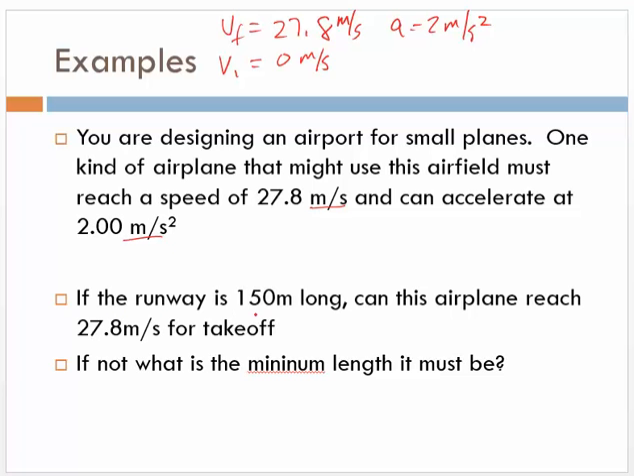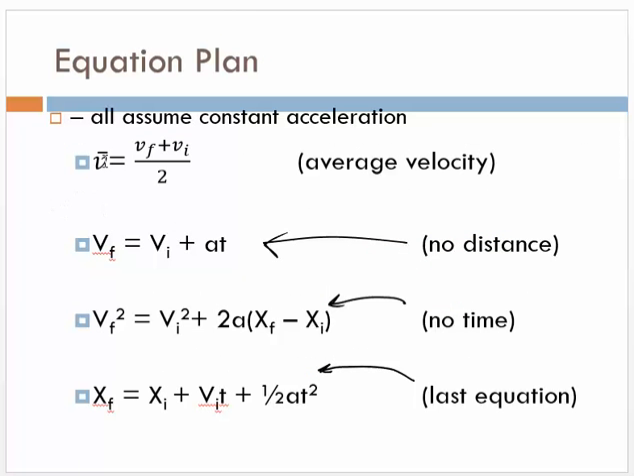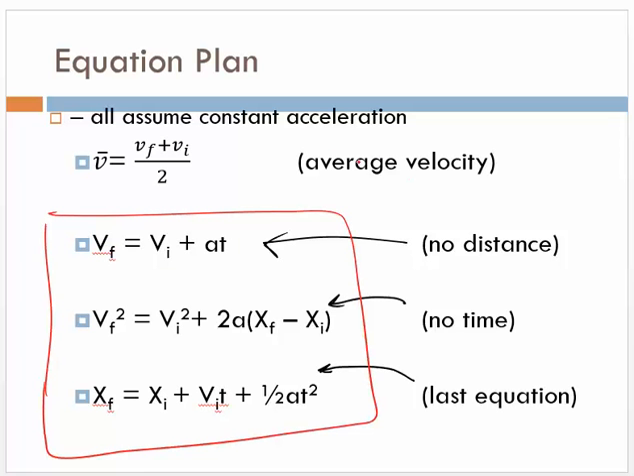Now it says if a runway is 150 meters long, can this plane reach 27.8 meters per second for takeoff? Well, what I notice here right away is I'm not given anything with time. There is no time being given to me. That tells me I have to use one equation, because these bottom three are going to be the main three equations you're going to use most of the time. Occasionally you'll use the first one, but remember, out of these three there's only one equation that doesn't use time. So I'm going to use this one right here.